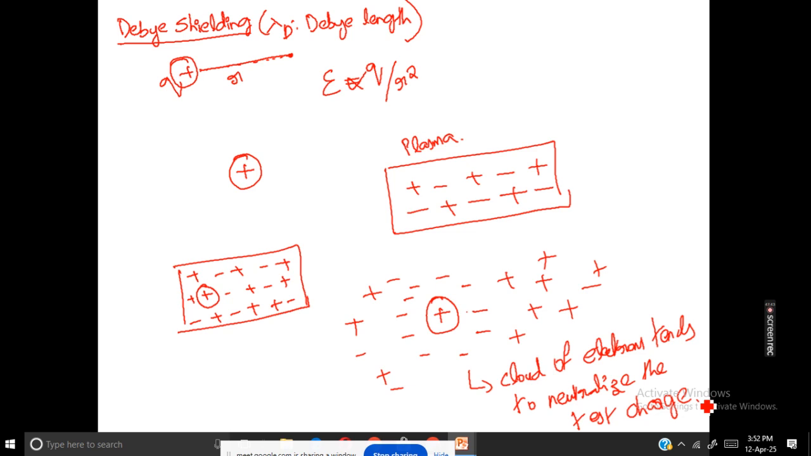Generally, because of the Coulomb attraction, if a positive charge is kept in a pool of both negative and positive charges, one negative charge should come, combine with the positive charge and neutralize it. But due to the random motion of the positive and negative ions within the plasma, this recombination is not happening. But a cloud of electrons is formed surrounding this positive charge. This process is basically known as Debye shielding, and the length up to which the effect of this positive charge is felt is known as the Debye length. If the distance exceeds the Debye length, the effect of this positive charge won't be felt.